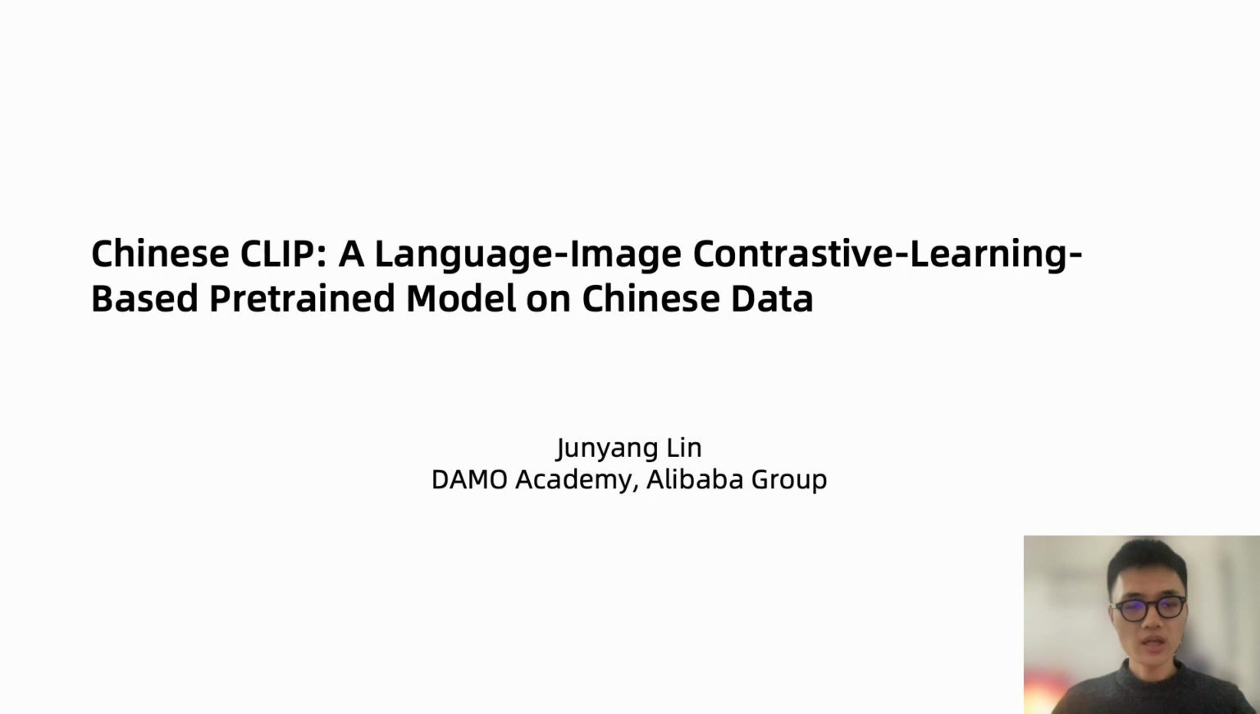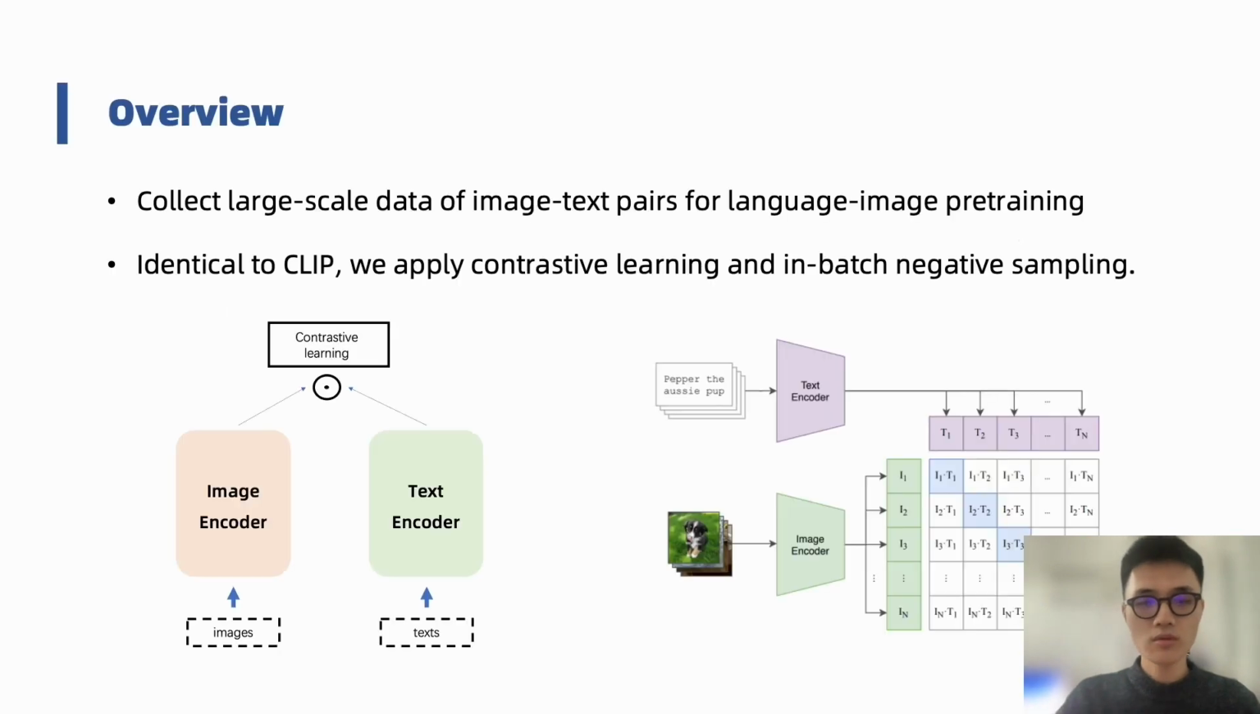Hi, this is Junyang from Damo Academy, Alibaba Group. It's my pleasure to be here to present our work to you. This work is called DetCLIP, which is a language-image contrastive learning-based pre-trained model on Chinese data. It is also a participant in image classification in the wild.